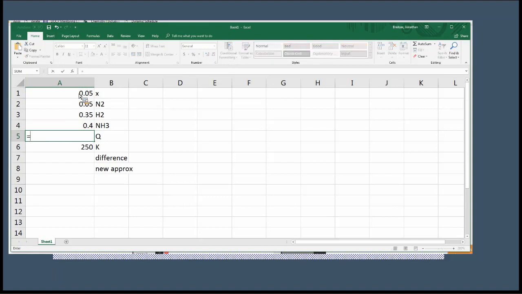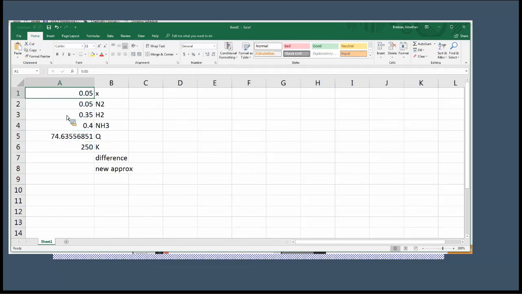So Q now equals the amount of ammonia squared, because of the 2 coefficient in the equation, divided by, and then in parentheses, the amount of nitrogen times the amount of hydrogen cubed. And so that gives me a value for Q.